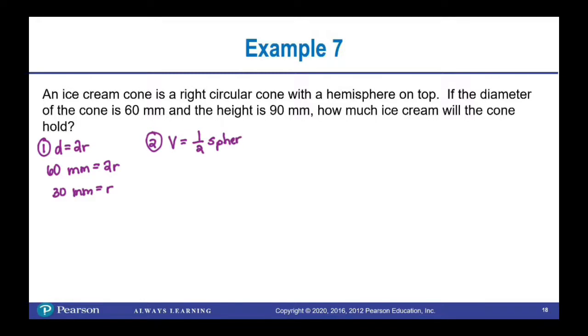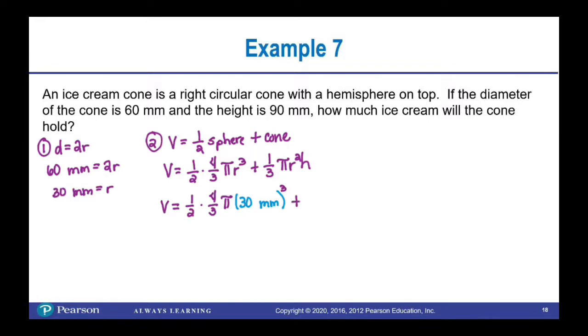Then our volume here is half of a sphere, a hemisphere, plus a cone. The volume of a sphere is 4/3 pi r cubed, and the volume of a cone is 1/3 pi r squared h. Plug in your radius and your height. The radius here is 30 millimeters, and the height is 90 millimeters. To get the 18,000 pi, you would type 4 times 30 cubed divided by 2 divided by 3. That gives us the 18,000. Bring down the pi, and our units are cubic millimeters.